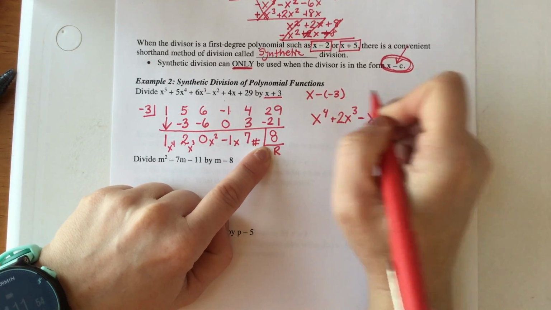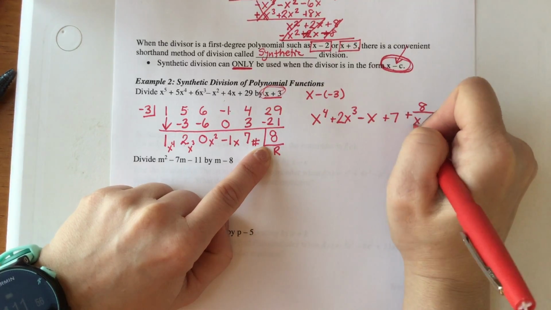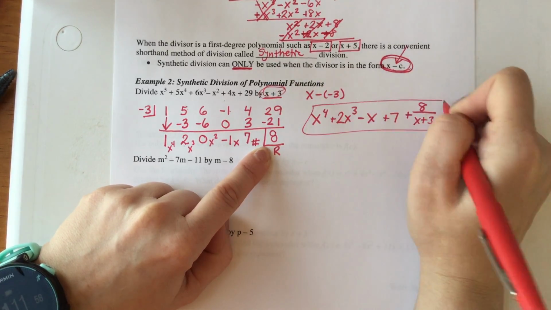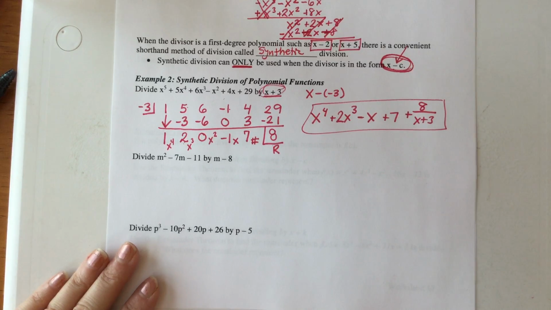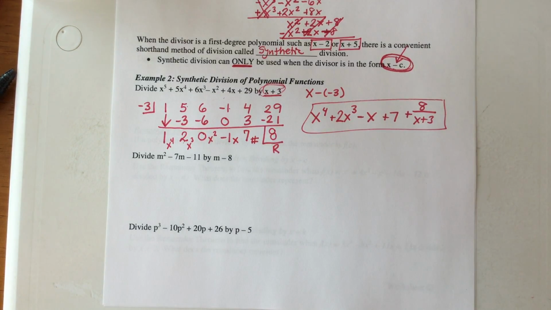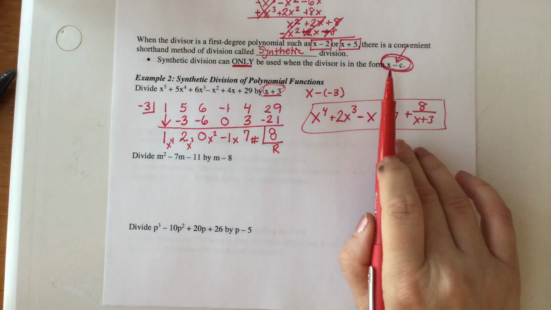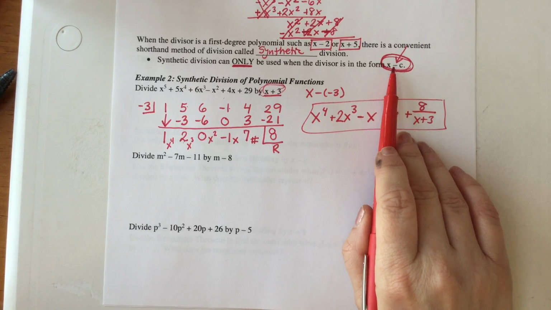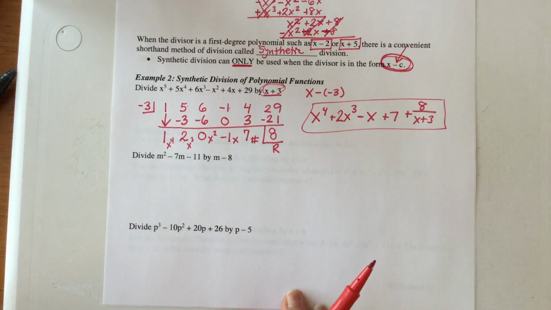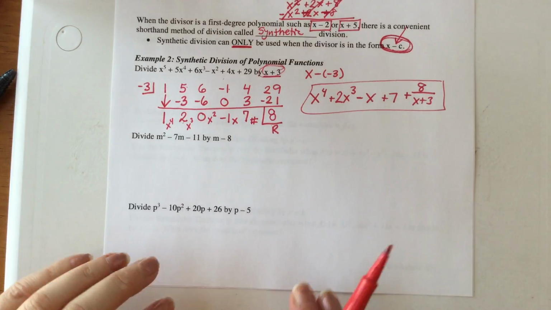My remainder is positive, so it's plus. The value of the remainder goes over whatever you're dividing by. This would be your answer. So you're doing the same thing. It's just a lot quicker if what you're dividing by is in this format and you can do synthetic division. Okay, a couple more examples just to make sure we've got synthetic division.